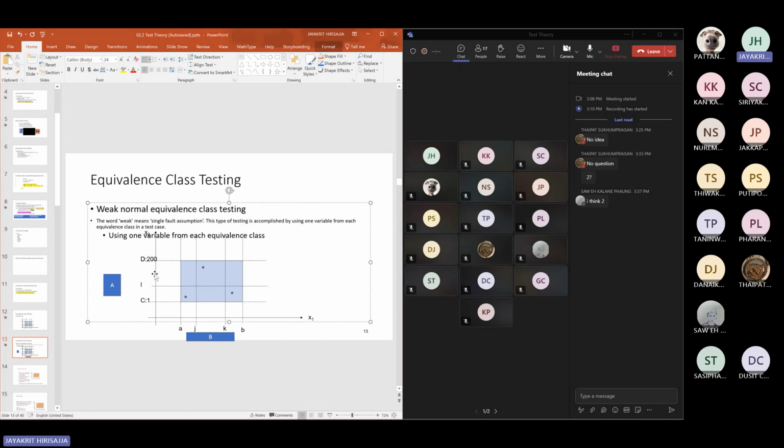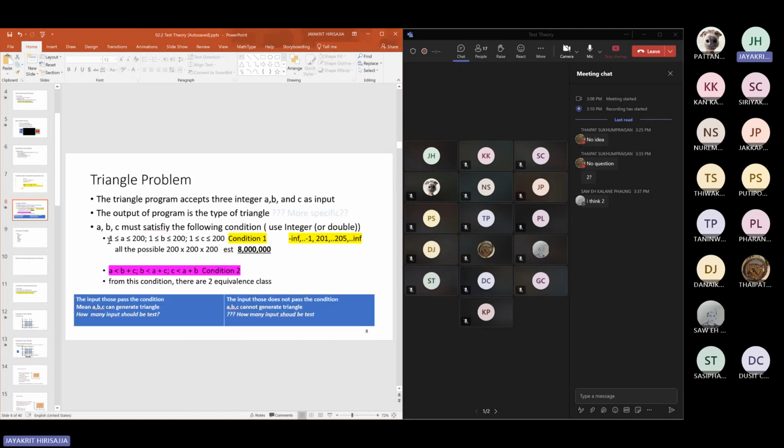this one, we can input any number of this. This is okay. And like this, we have A from 1 to 200. It's just fine. We can use just one. And you have B from 1 to 200. It's okay to use just one, corresponding to the first condition.